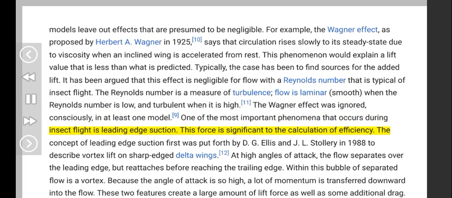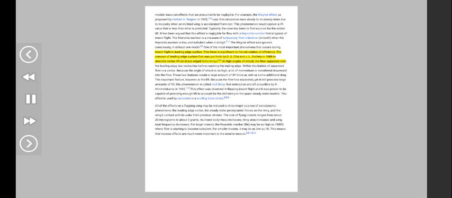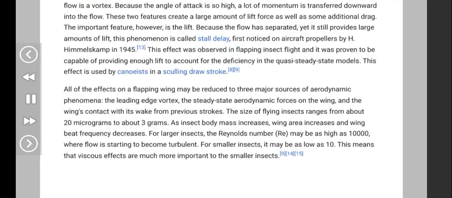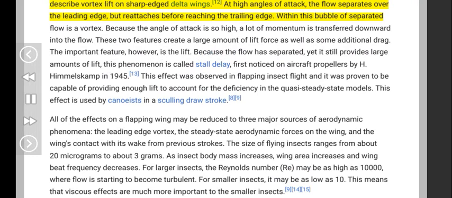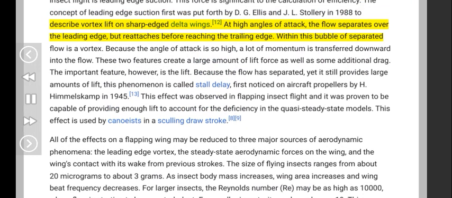This force is significant to the calculation of efficiency. The concept of leading edge suction first was put forth by D.G. Ellis and J.L. Stollery in 1988 to describe vortex lift on sharp-edged delta wings. At high angles of attack, the flow separates over the leading edge, but reattaches before reaching the trailing edge. Within this bubble of separated flow is a vortex.